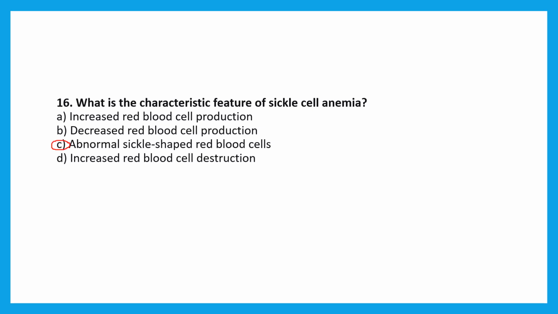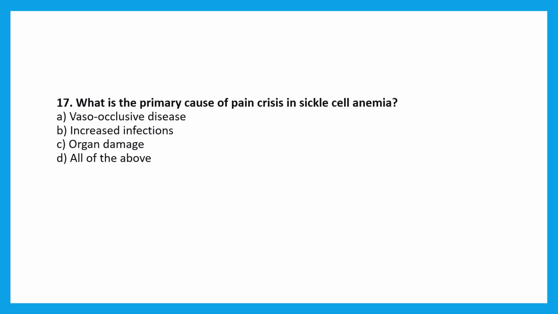Let's go to question number 17. What is the primary cause of pain crisis in sickle cell anemia? A, vaso-occlusive disease. B, increased infections. C, organ damage. And D, all of the above. What is the primary cause of pain crisis in sickle cell anemia?